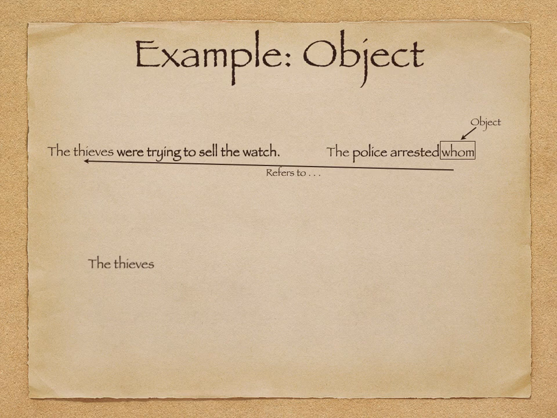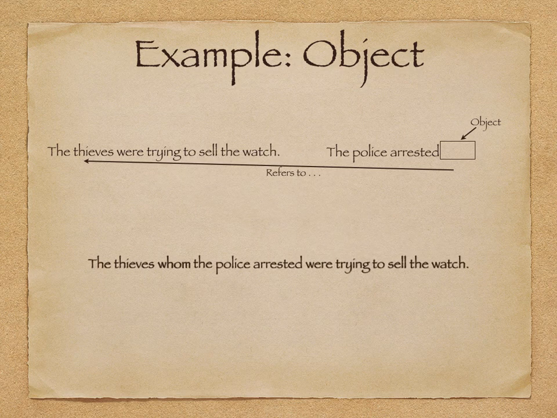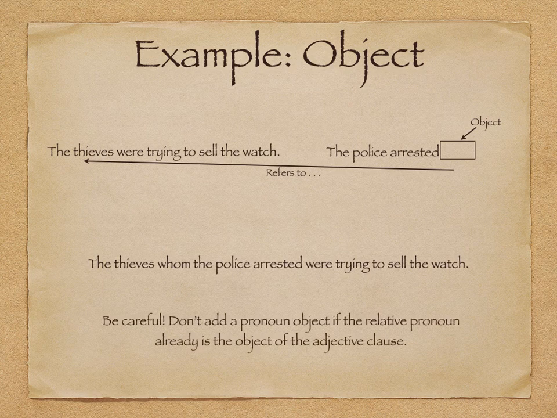Objects normally come after verbs in regular sentence order. But in this case, in order to make sure that that relative pronoun is next to the noun thieves, I have to move it to the beginning of the clause. And then I follow that with the rest of the sentence. The thieves, whom the police arrested, and then I finish my independent clause, were trying to sell the watch.